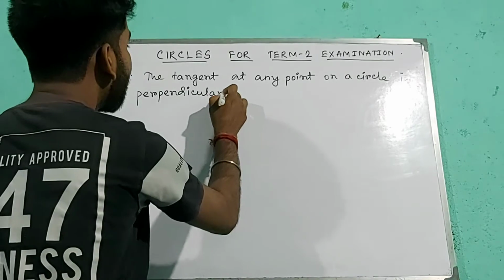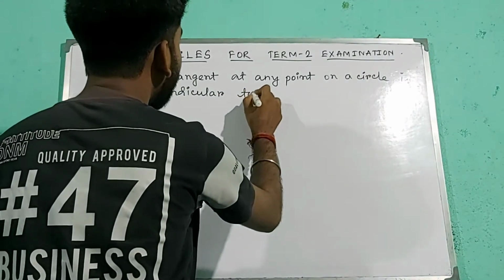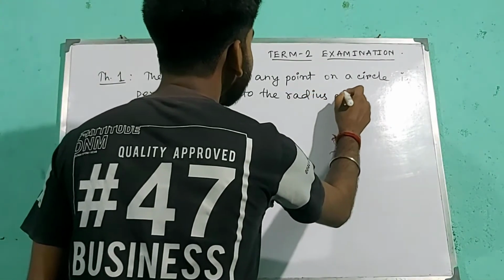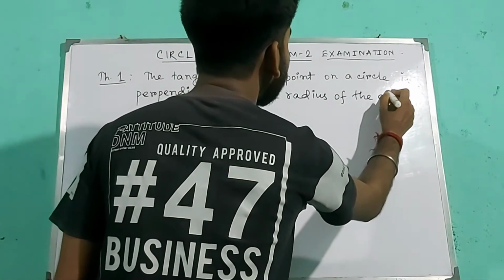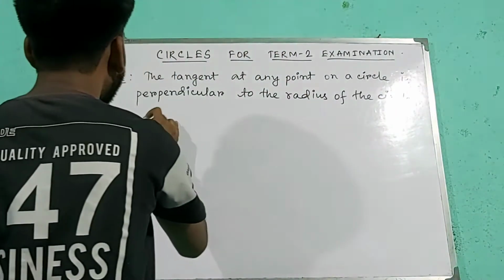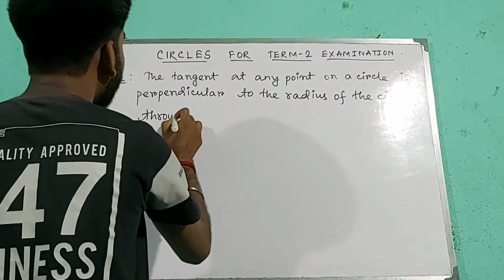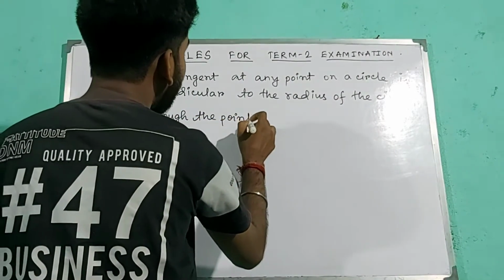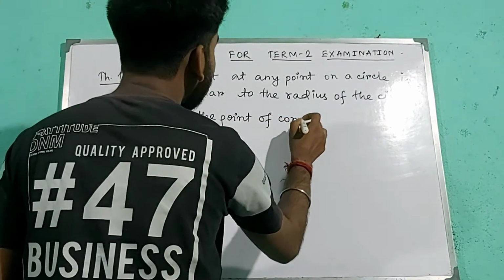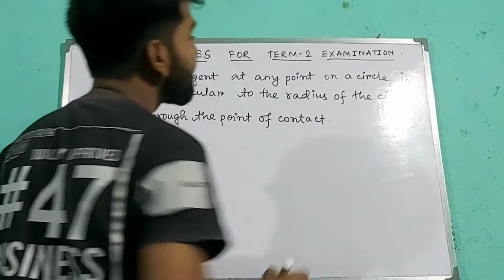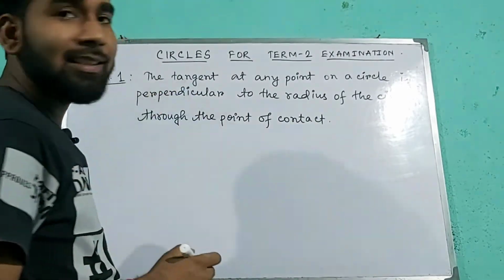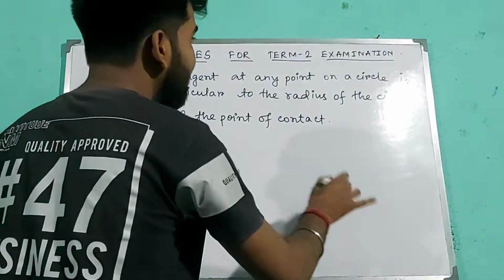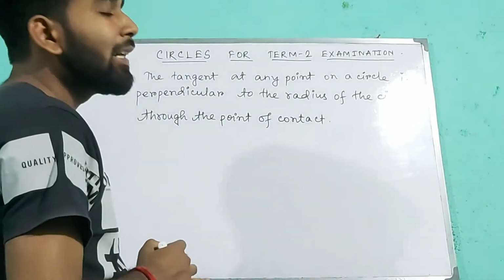perpendicular to the radius of the circle through the point of contact. The tangent at any point on a circle is perpendicular to the radius of the circle.